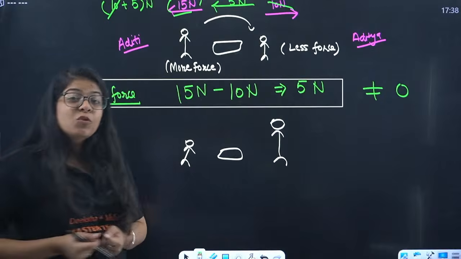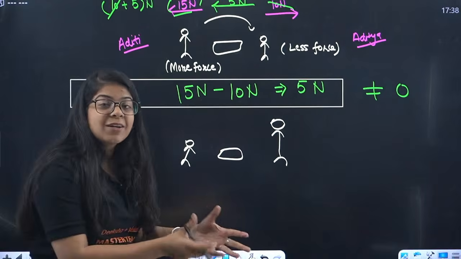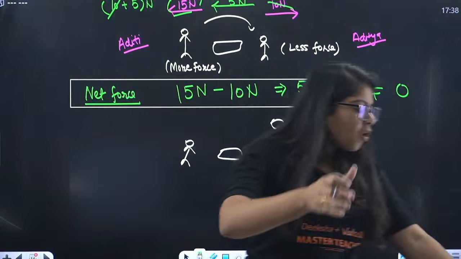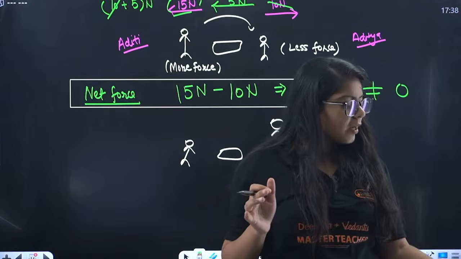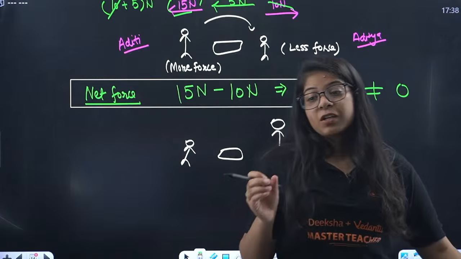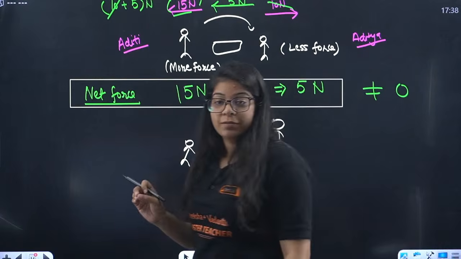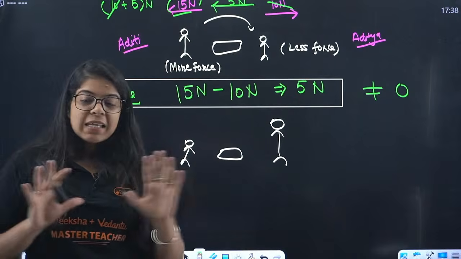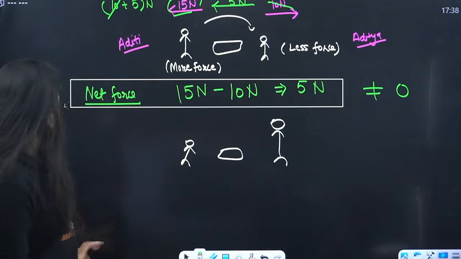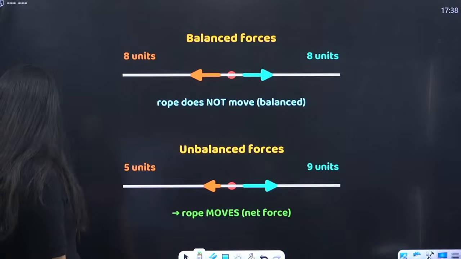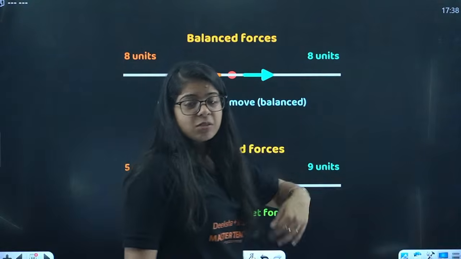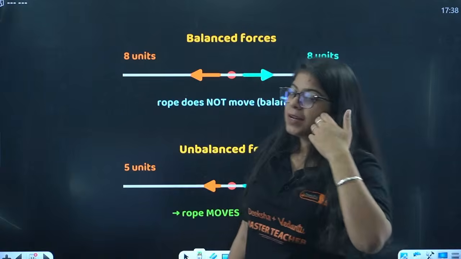So, chocolate moved towards me. That means force caused motion. Understood? What happened? Force caused motion. And that is the main aim of this chapter. Until here, if you guys have any doubt, let me know. We have completed your force. What is force? Unbalanced force and balanced forces.